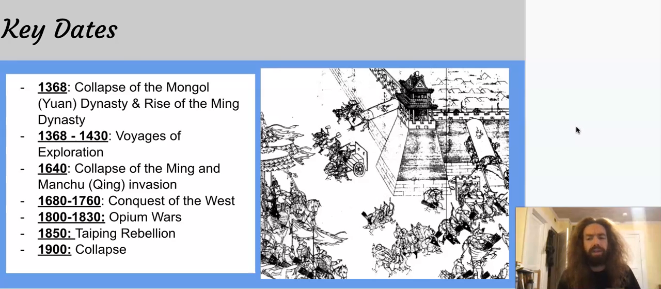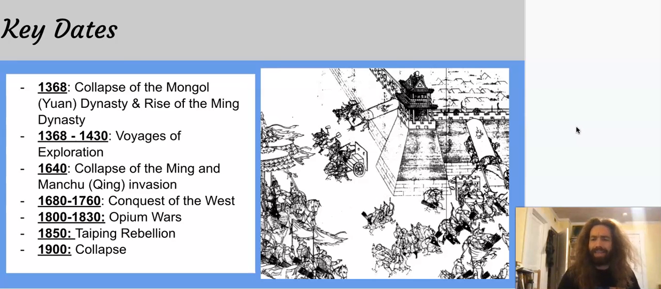From this point on, though, there's kind of a steady decline in Qing fortunes. Starting around 1800, they have a series of conflicts with the British known as the Opium Wars, in which the British forced them to cede certain trading rights. Most notably, they forced the Qing to legalize opium, which is not particularly helpful for the Chinese economy or for Chinese public health.